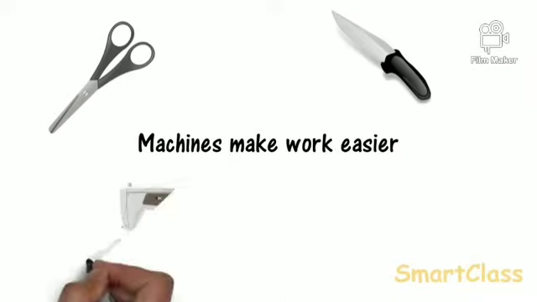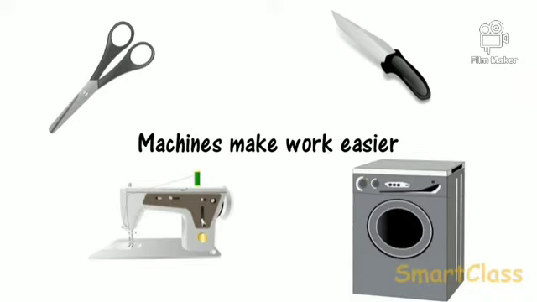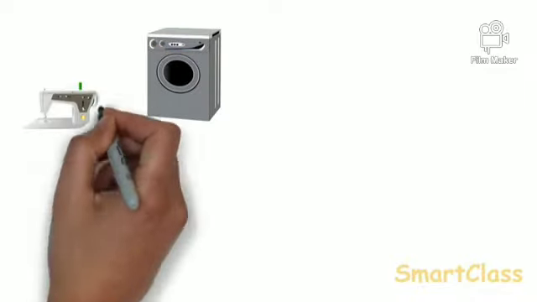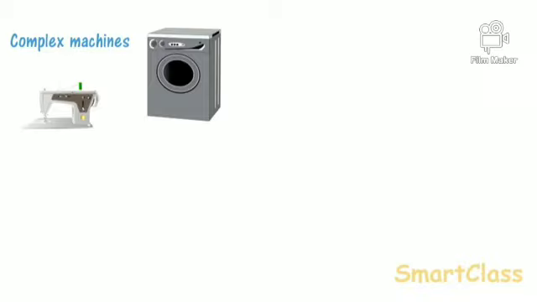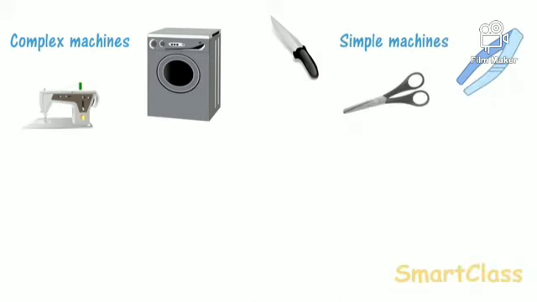A sewing machine stitches clothes faster. Similarly, a washing machine makes washing clothes easier and faster. Machines like washing machine and sewing machine have many parts and they are called complex machines. Scissors, knives and tweezers have very few parts. They are called simple machines.